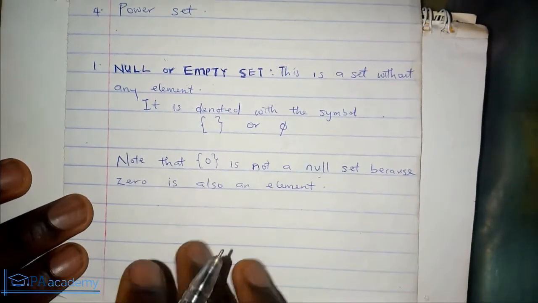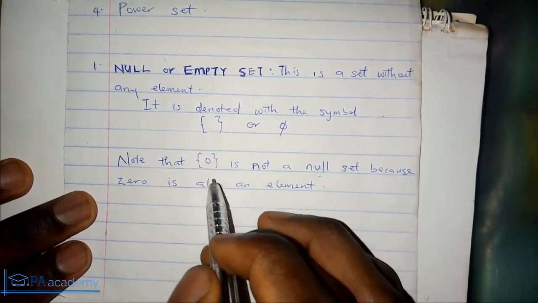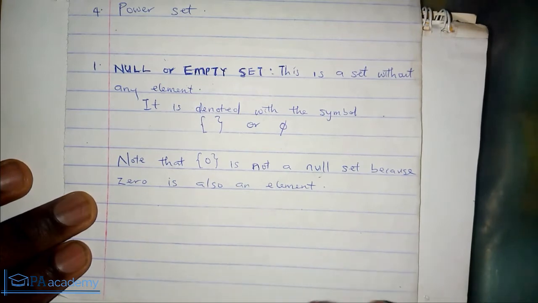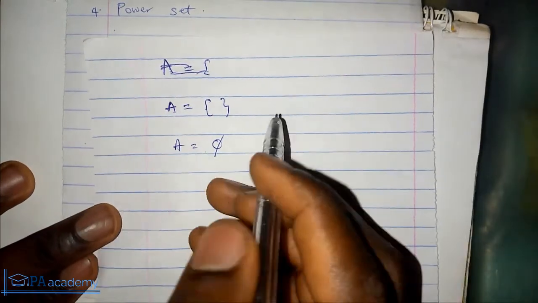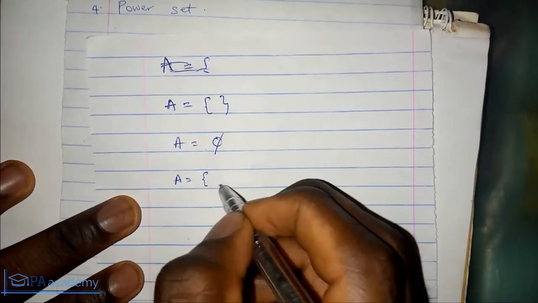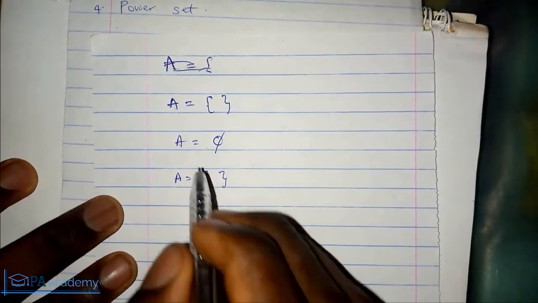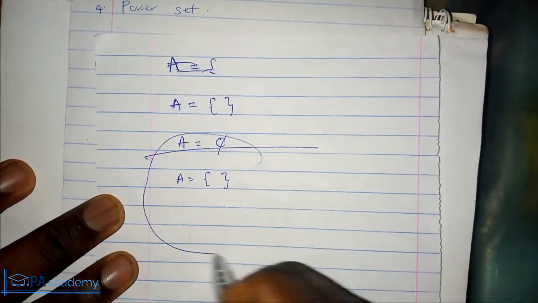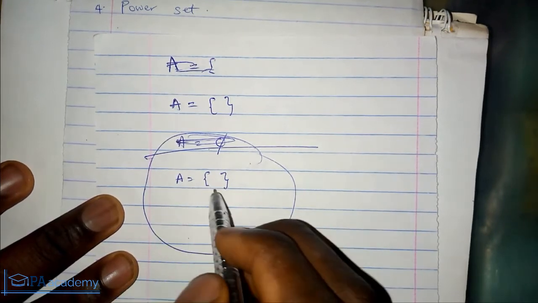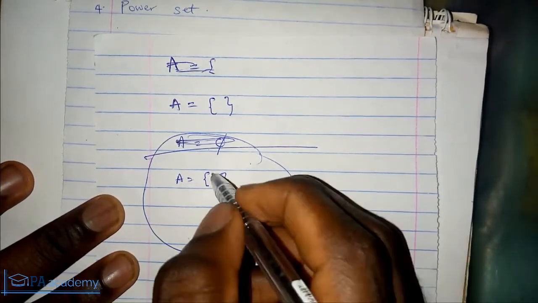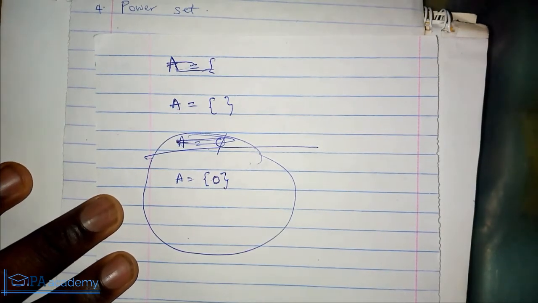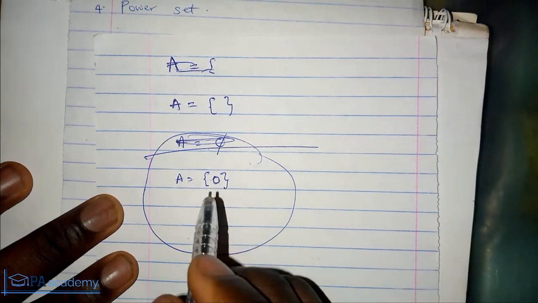Note that when you have a set and you have 0 inside, it is not a null set because 0 is also an element. What does it mean? If you have a set A and it's an empty set, we'll just have it like this, there's nothing inside. But if there's 0 here, it's no longer an empty set, because 0 itself is an element.